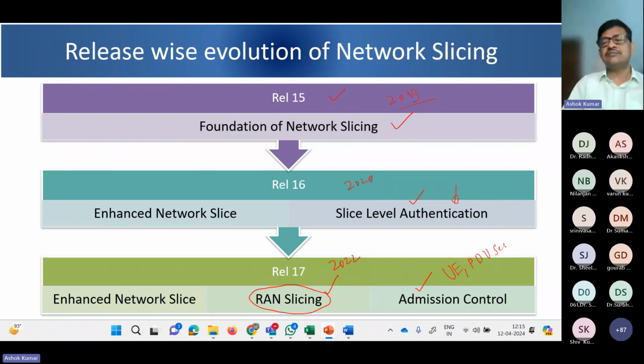PDU sessions in terms of number of UEs in a slice. Admission control is defined. Admission control is like, if resources are full, say suppose the number of defined PDU sessions are already created in the network or in a slice, no more PDU sessions will be created. So that's the kind of admission control concept in 5G.